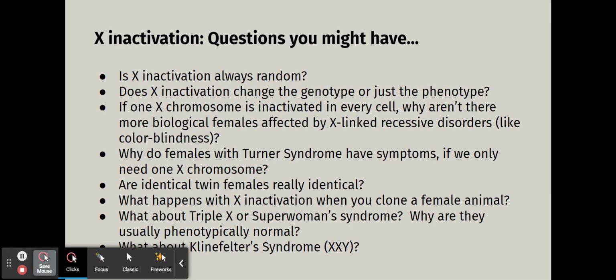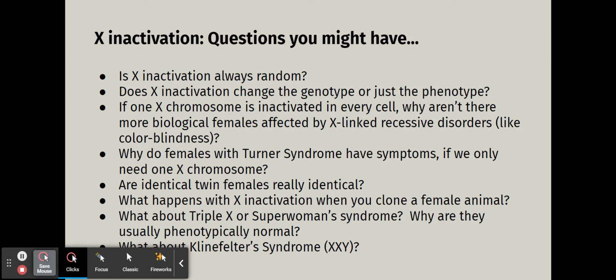Are identical twin females really identical? Yes, they have the same genotype. However, occasionally you will find identical twin females with some subtle differences, particularly in things like height, sometimes in psychiatric disorders, and it is thought that that is due to X inactivation. So phenotypically, they could be very subtly different.